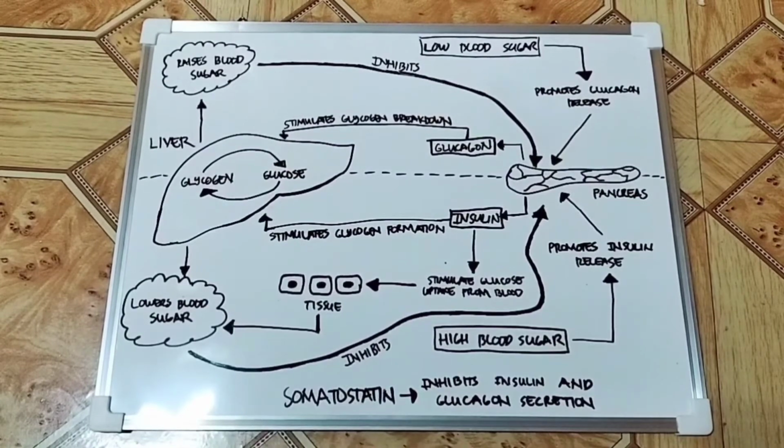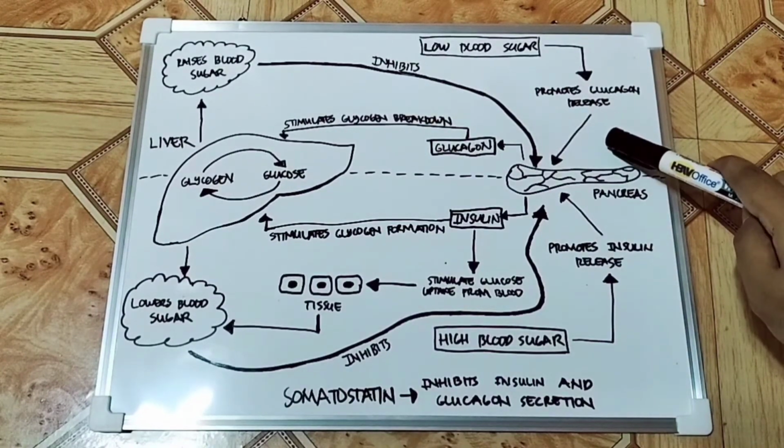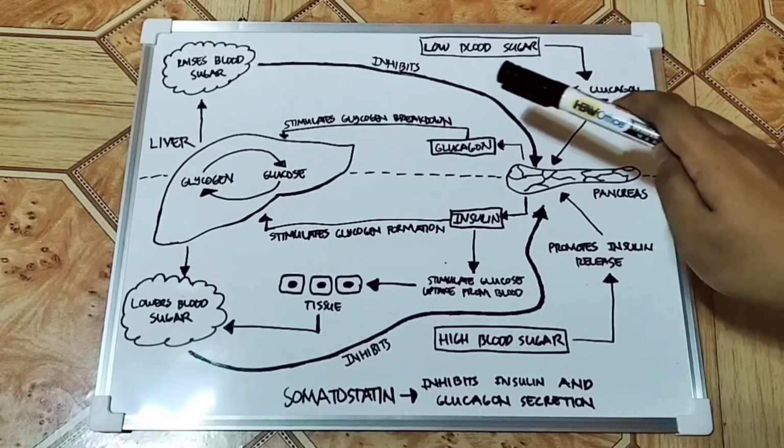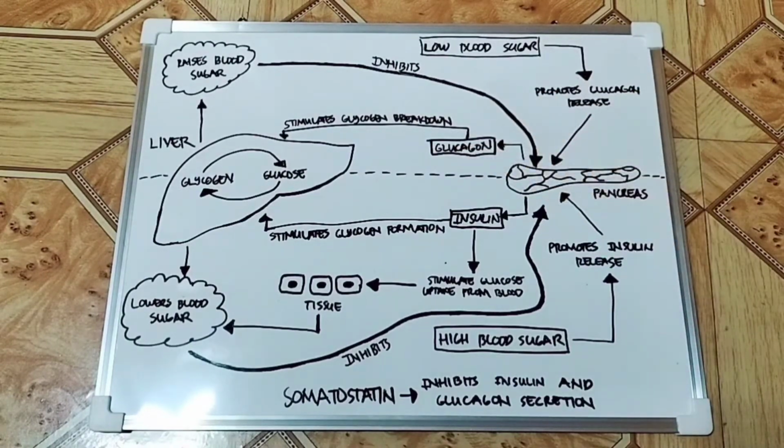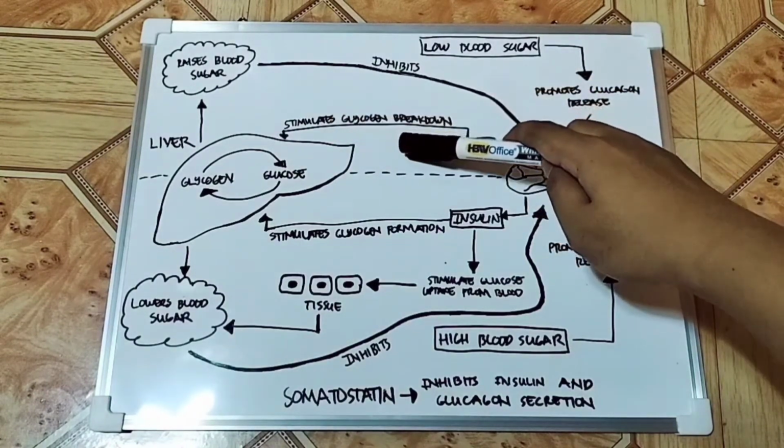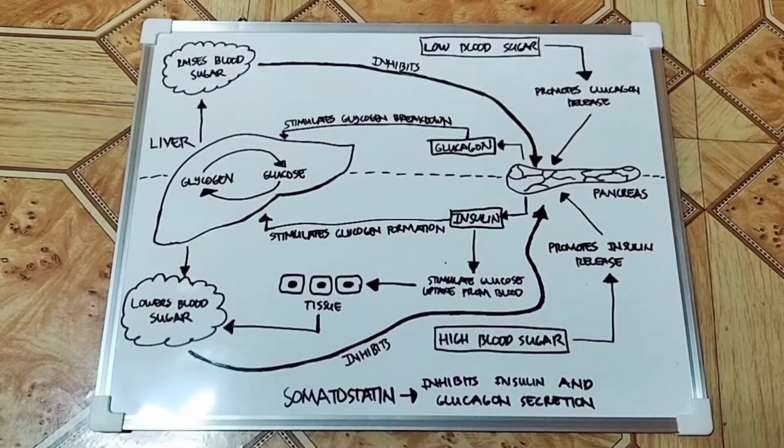In the second case, there is a low glucose level in our body. This happens particularly when there is a gap between meals or fasting. The alpha cells of the pancreas detect this stimulus and release glucagon into the blood. After the release of glucagon into the blood, glucagon stimulates breakdown of glycogen to glucose in the liver. Then the liver releases the glucose into the blood.